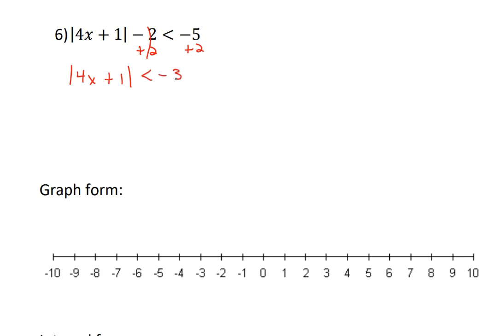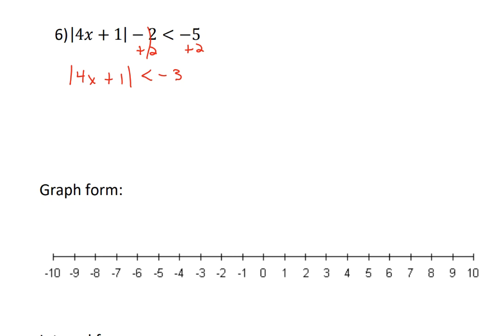Okay, so let's think about what that's saying. It's saying that this absolute value, the distance that it is from 0, is less than -3. Well, any numbers less than -3 are going to be negative, and an absolute value cannot be negative. So we should know just from that statement that this is not going to be true. But if you don't pick up on that, let's see what happens.